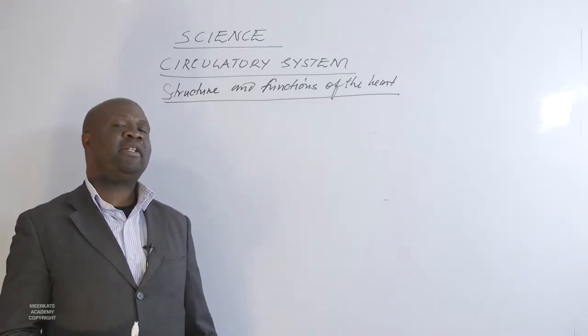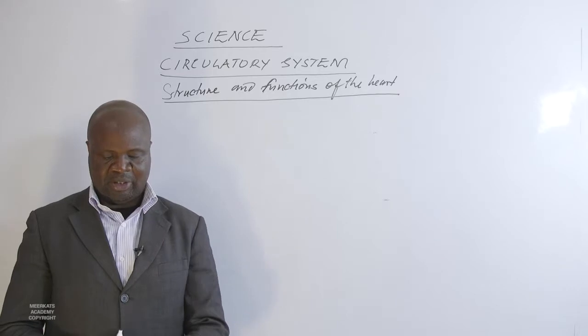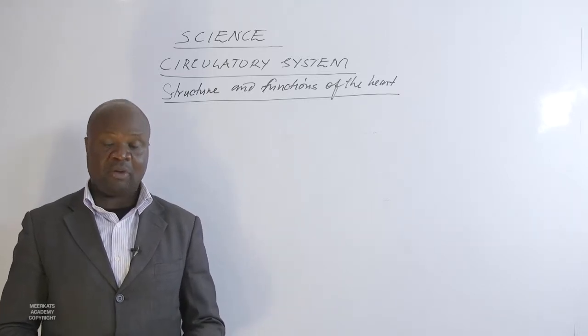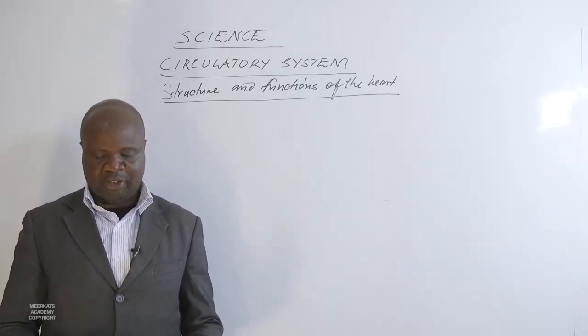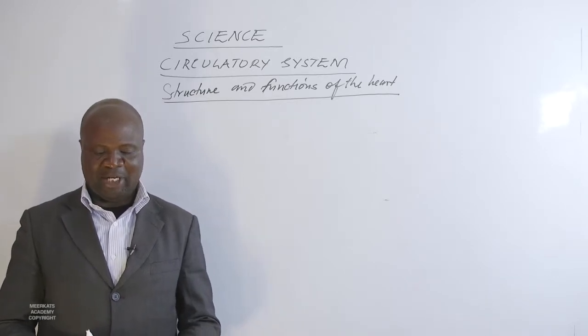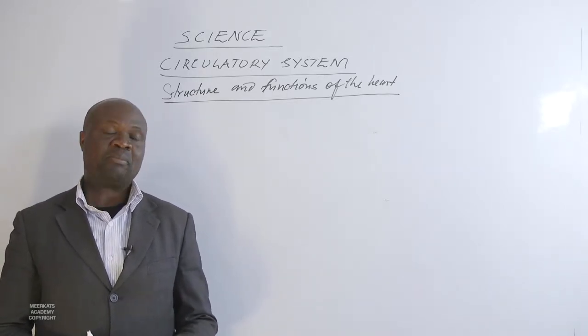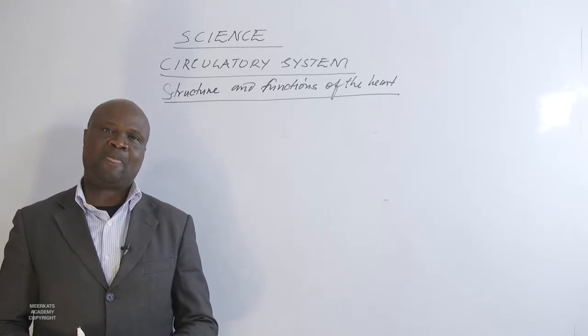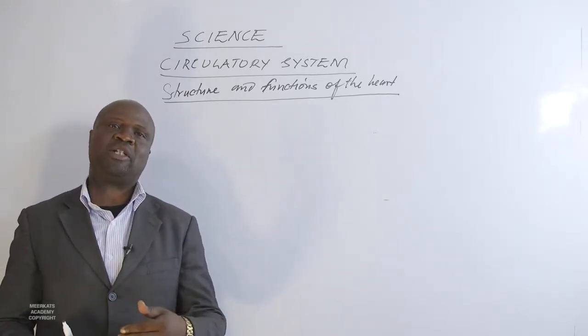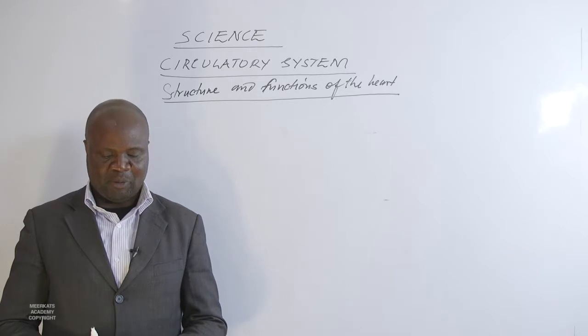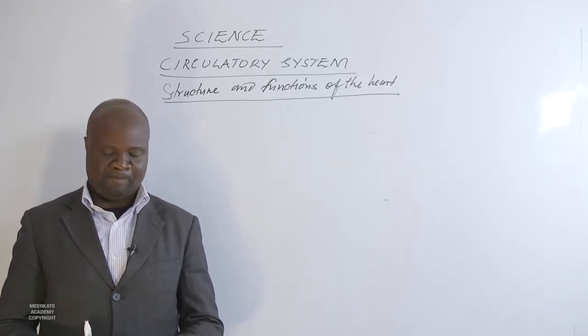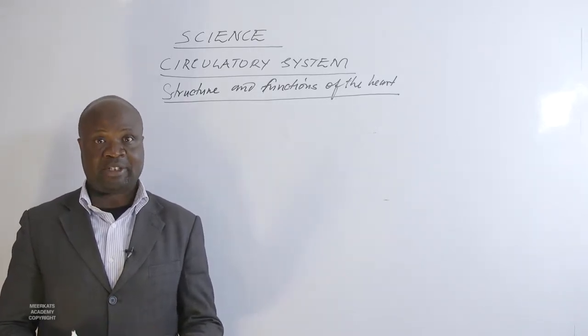So we went ahead and mentioned the four components of blood. We know that blood is a transport liquid in the body made up of four components. And we went ahead to mention these components of blood. We mentioned plasma. We also mentioned the red blood cells.